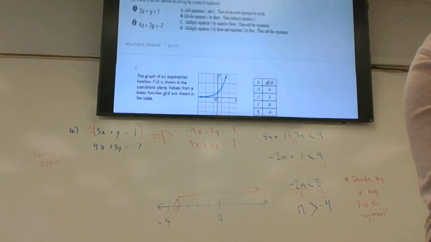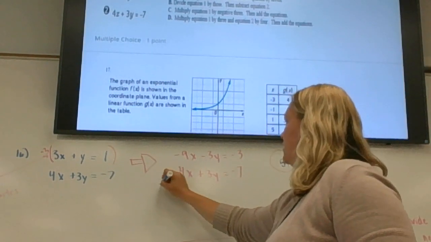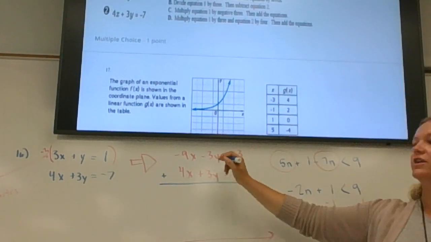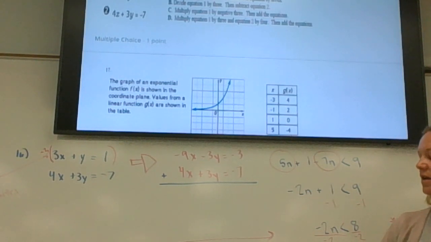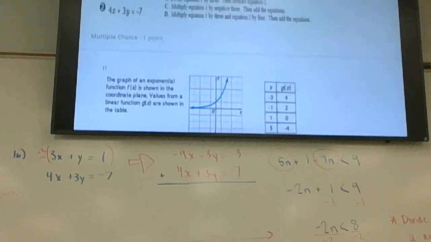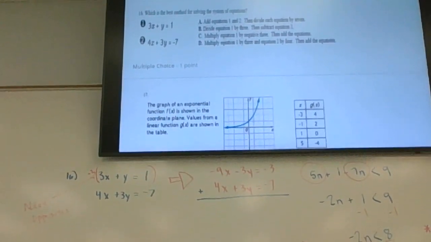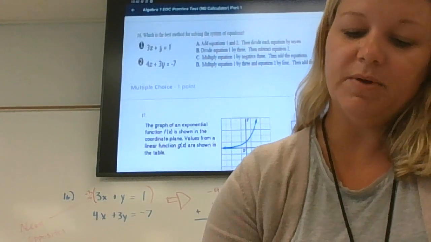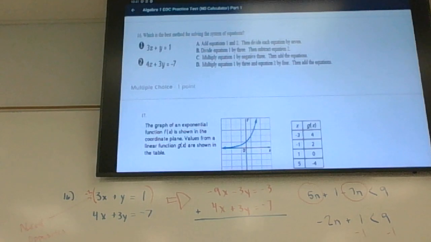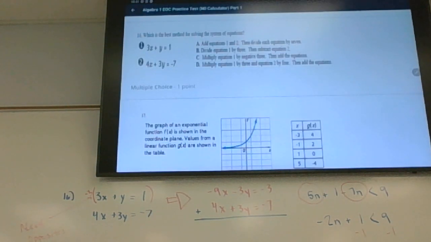You guys remember creating opposites? Yeah. Like now when I add down, I can cross the y's out. So there'll be some question on your exam asking, do you understand that you're supposed to create opposites here? So the answer is letter C. Multiply equation 1 by -3, then add equation. That's the correct process.